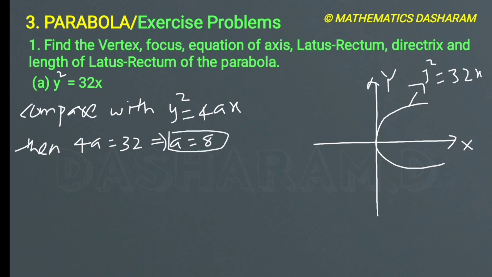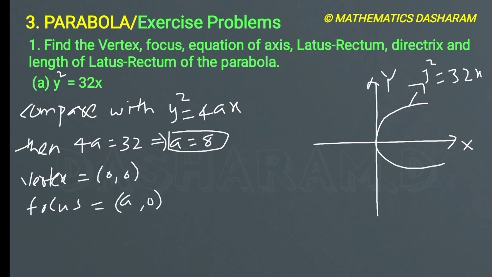So the first answer is vertex. From the figure, the vertex is the origin, 0, 0. Second one is focus. Focus means fixed point, and the formula is a comma 0. So here the a value is 8, so the fixed point is 8 comma 0.